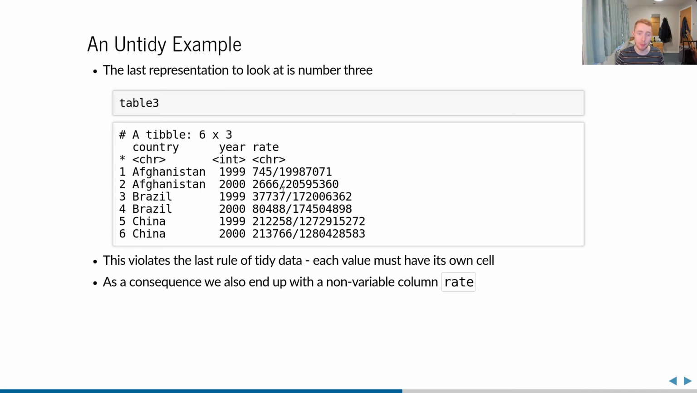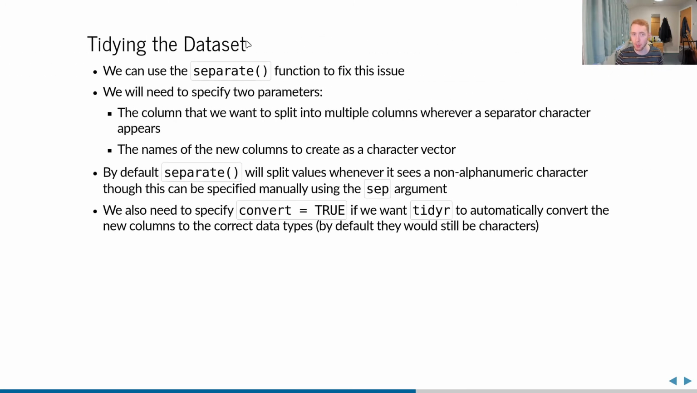What we're going to want to do is separate these out into the cases and population columns. So we can do that using the separate function, and it does what it says on the tin, separates them out into two columns. So we have to specify two parameters. The first is the column that we want to split, and then we also have to specify the names of the new columns we're going to create.